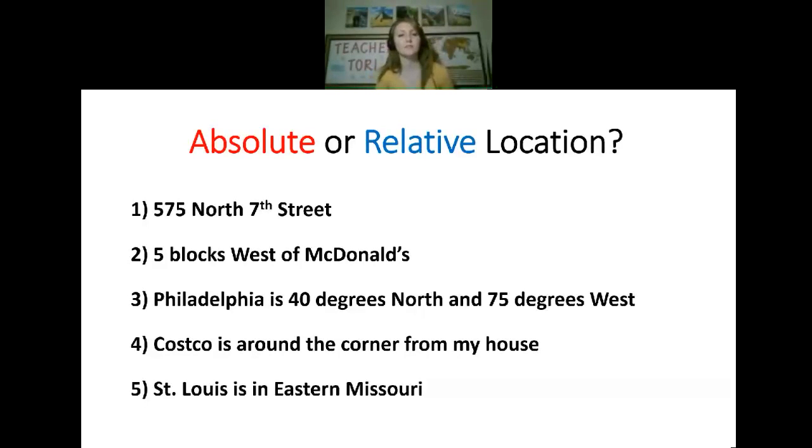Number 3, Philadelphia is 40 degrees north and 75 degrees west. Absolute. Oh, you guys are so good. Okay, good. Yep, it's giving you coordinates.